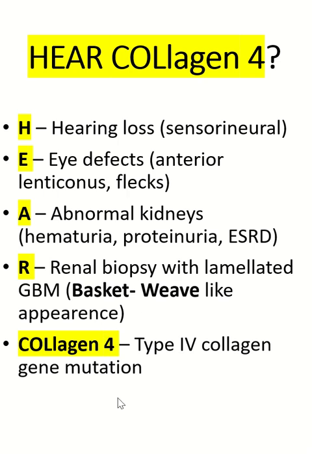So the cause for Alport syndrome is type 4 collagen gene mutation. You can see in this diagram, this is a slit lamp diagram. If you see the anterior part of the lens in the eye, it is formed like a cone-like structure. So that is what is called anterior lenticonus. Remember, anterior lenticonus is pathognomonic of Alport syndrome.